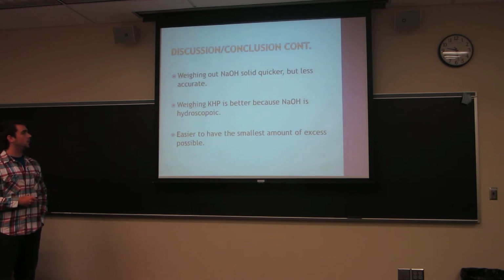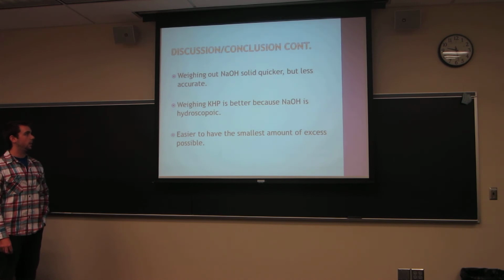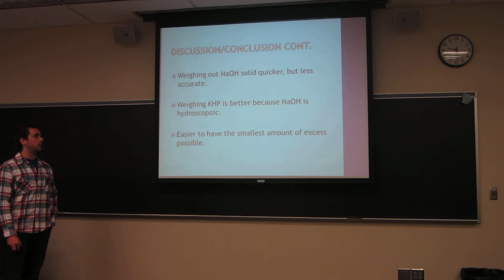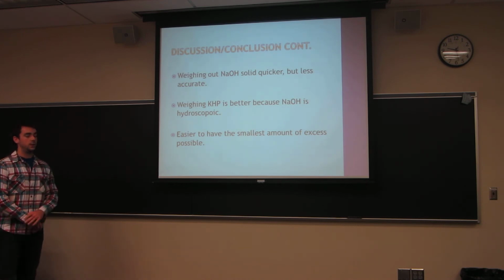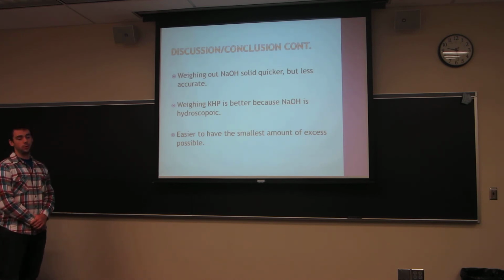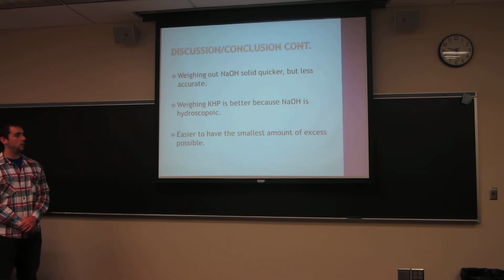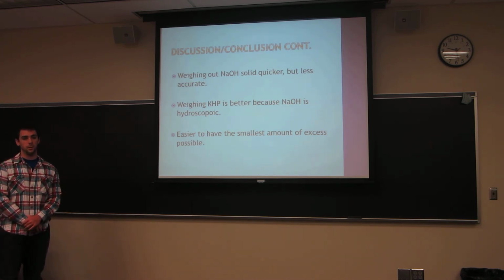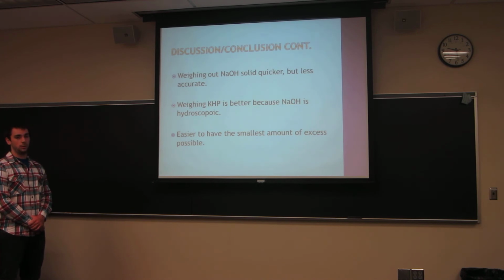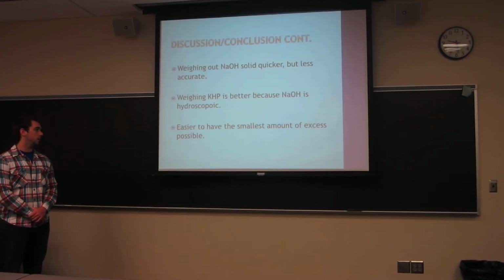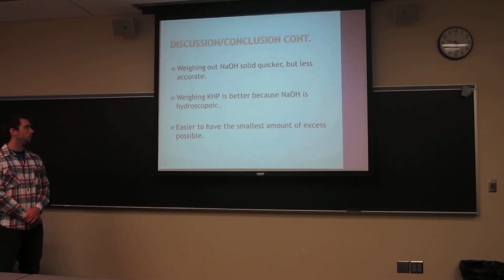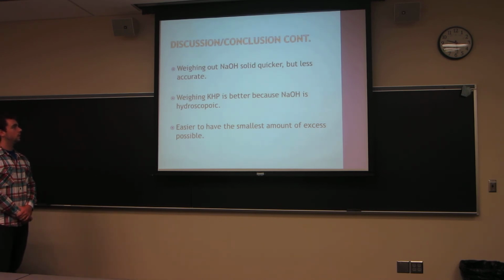The reason we did not weigh out the NaOH was because if we weighed out the KHP, it's better because the NaOH is hygroscopic, and hygroscopic is just when the NaOH absorbs water from the atmosphere. So when we weigh out the NaOH, we're also weighing out H2O from the atmosphere. Even though weighing out the NaOH would have been quicker, it would have been less accurate compared to weighing out the mass of the KHP.